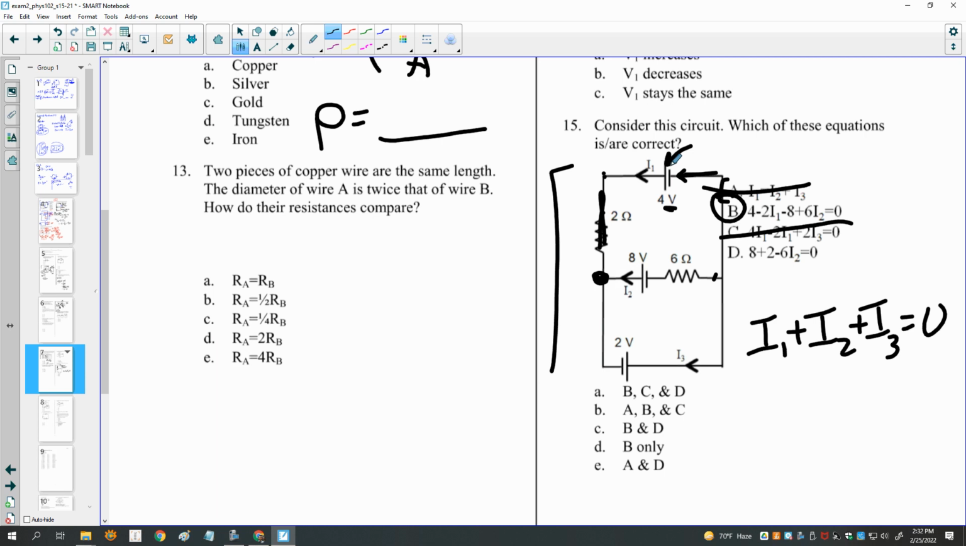You don't consider the current when you're determining the voltage difference across a battery. And then finally, 8 plus 2, that would be going right here. 8 plus 2 minus 6I2. Okay, this is correct too. So B and D both are correct.